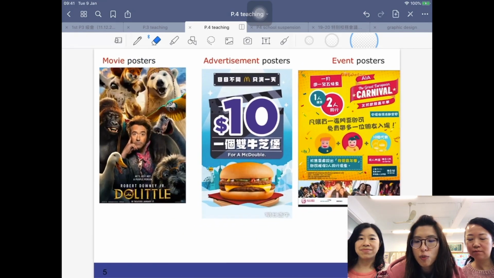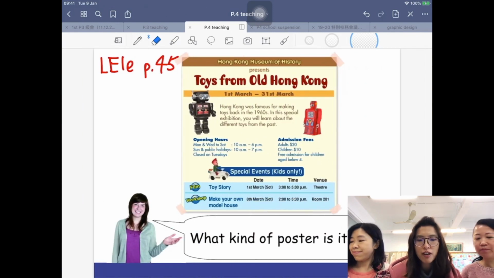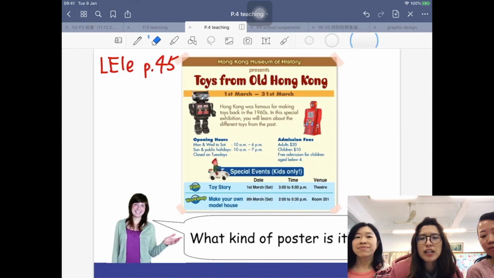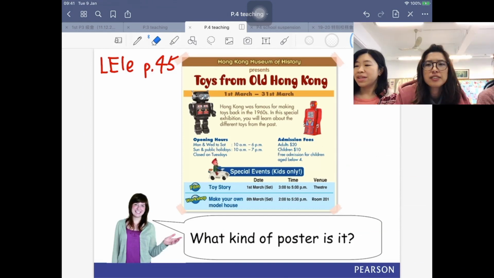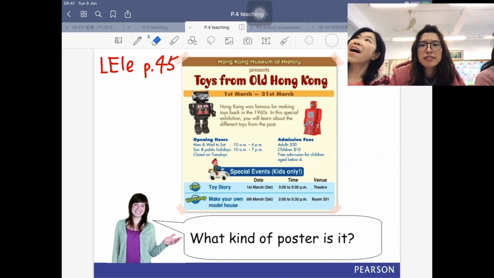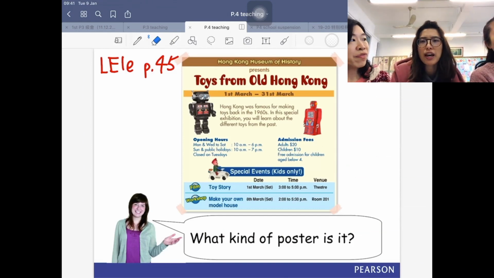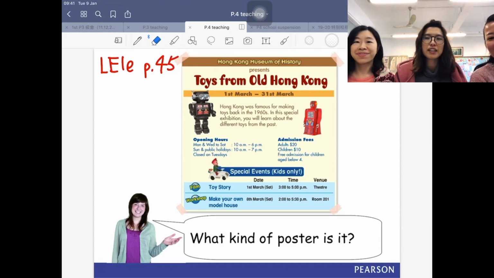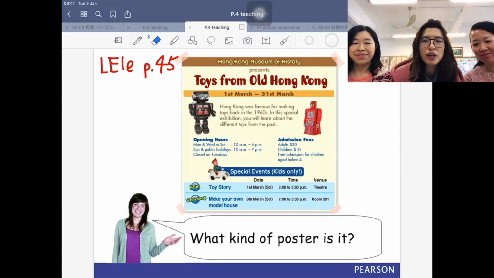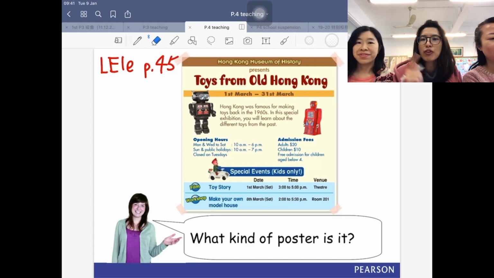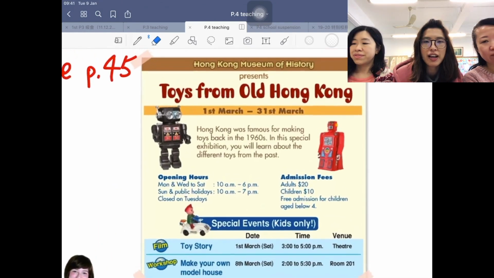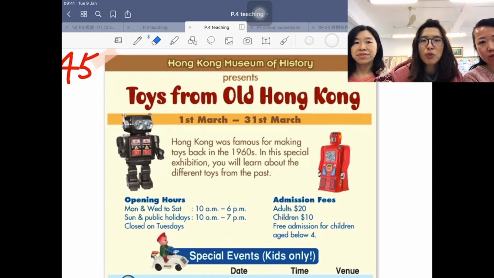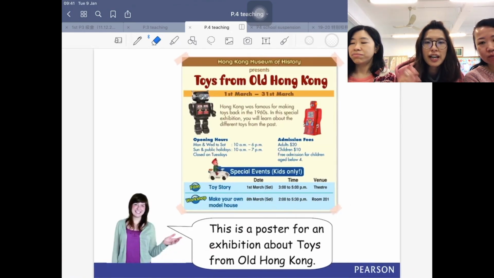And if you turn to your book, page 45, let's see, what kind of poster is it? Is it a movie poster? An event poster, right? Right, it's an events poster. How do we know it's an events poster? We have to look at the name, the title, and also we can look at the pictures on the poster as well. So what kind of information can we find in this poster?